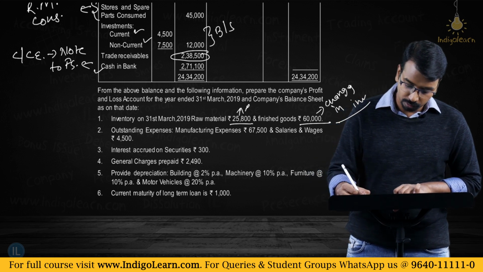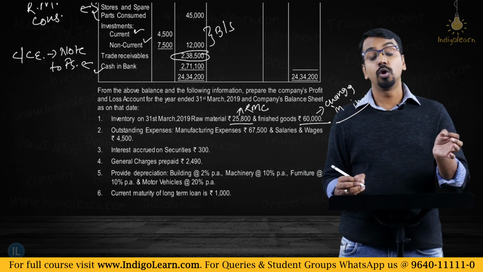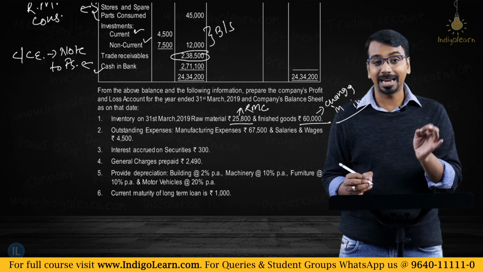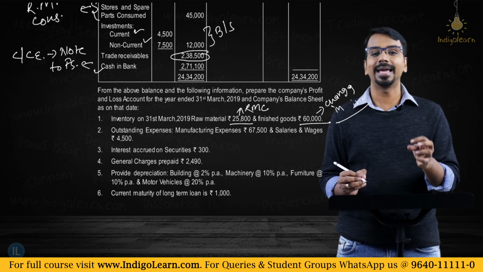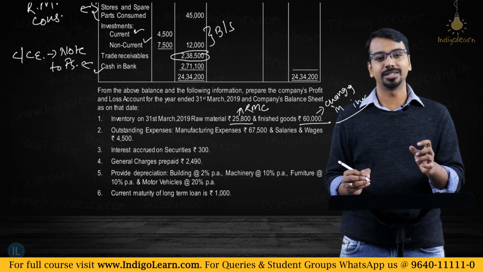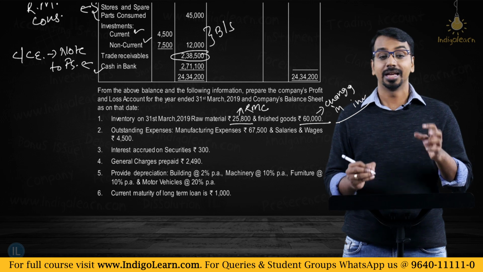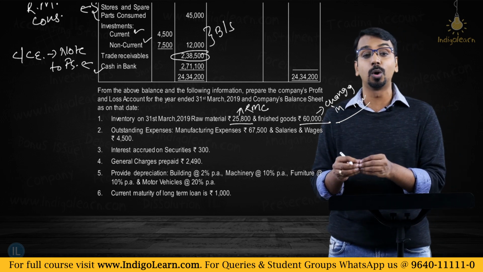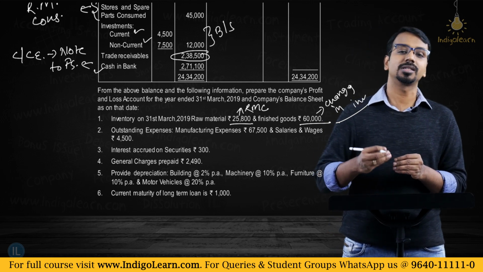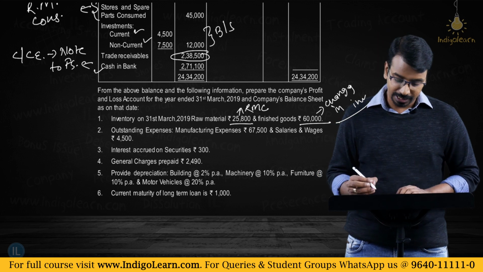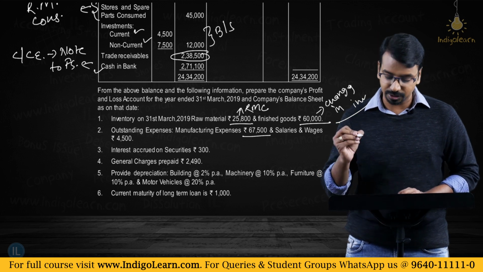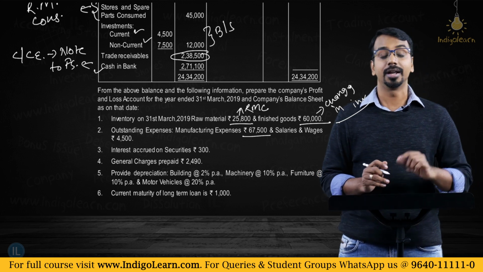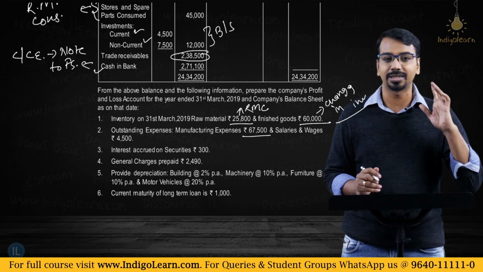This will go to your raw material consumed. Now where will be the second impact? The second impact will be to show these items as assets in the balance sheet under current assets. Again, for this you will need to prepare a note because you have breakup of what is the raw material, what is the finished goods. Then outstanding expenses, manufacturing 67,500. You will add this to your manufacturing expenses.